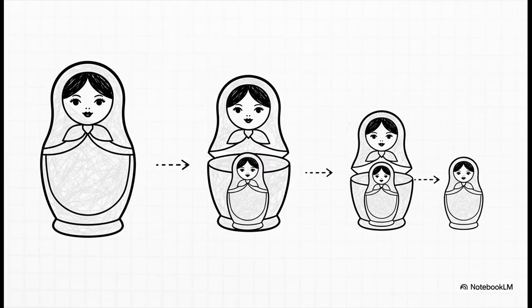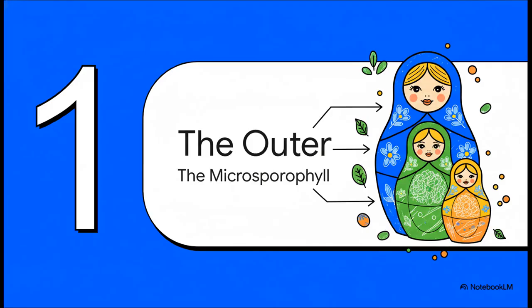And here it is. This is the key to understanding all of it. Just picture a set of Russian nesting dolls. You've got a structure tucked inside another structure, which is inside another one. You get the idea. We're going to start with the biggest outermost doll and just work our way right to the very center. All right. So our journey starts with the largest outermost doll in our set, the microsporophyll.